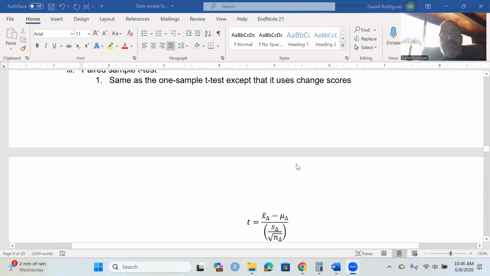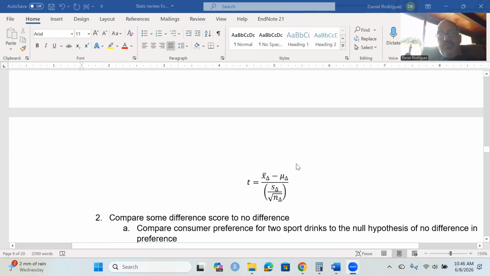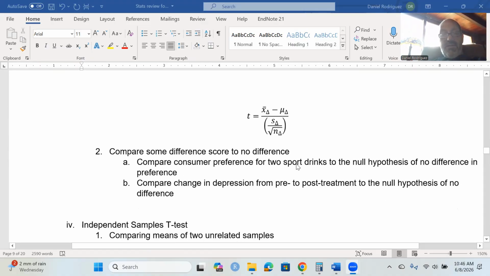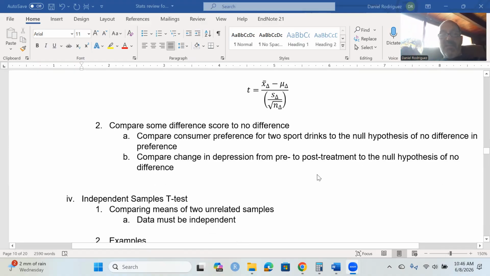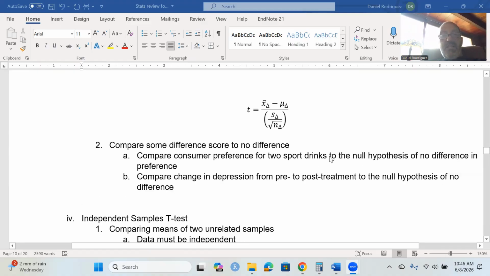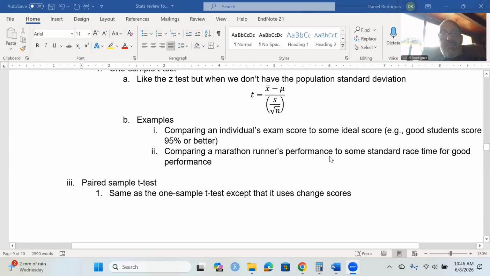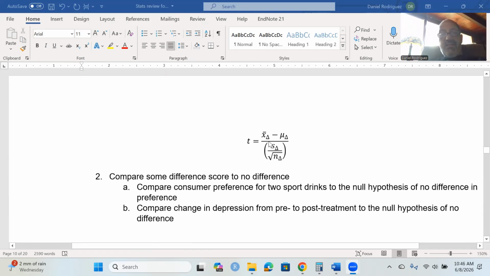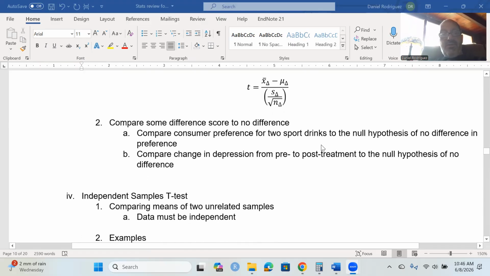Paired sample test is when we're comparing repeated measures on an individual, but just two repeated measures, right? So we're comparing pre and post in some kind of a drug, or we're comparing two different wines or two different sodas and seeing which people like. It's the same person being compared twice. This test looks exactly like the one sample test, except you see these little deltas here that represent differences, right? That's the only difference between those two.